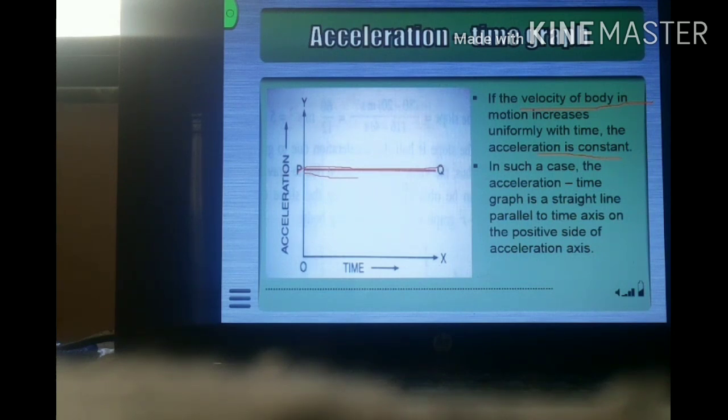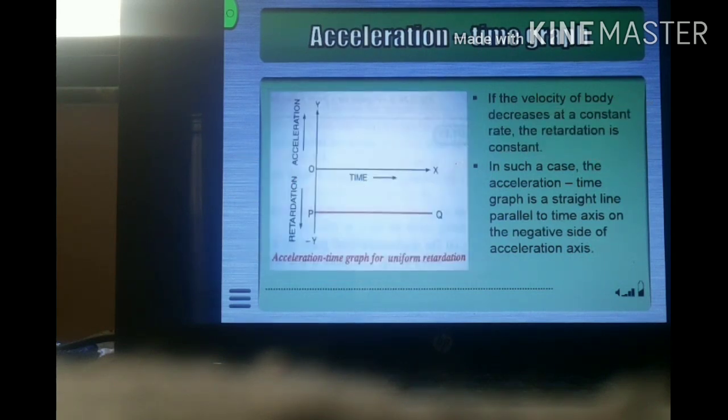It is parallel to the x-axis means what? Take for example, over here 5 is there, 5 meter per second square, means the body is moving with 5 meter per second square only. Next one, acceleration time graph, but over here you will see that retardation is happening. Retardation means what? Brakes have been applied. As brakes have been applied, you can see this retardation happening at the negative y-axis.